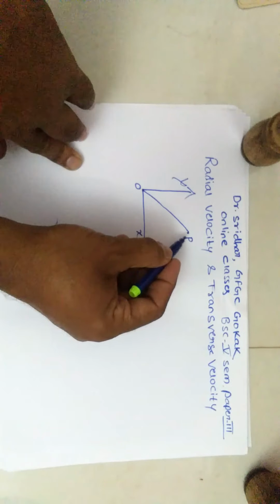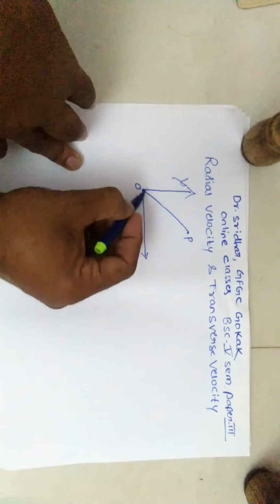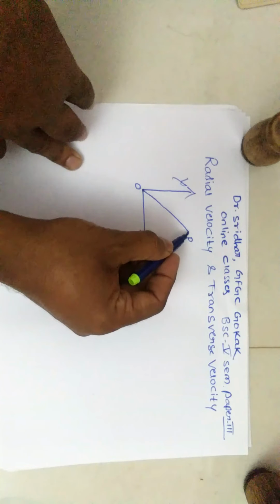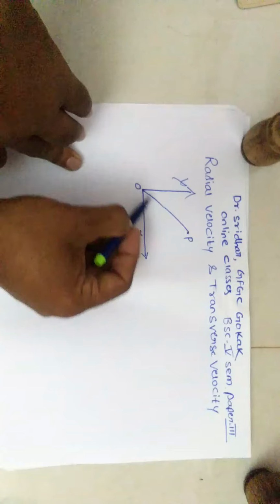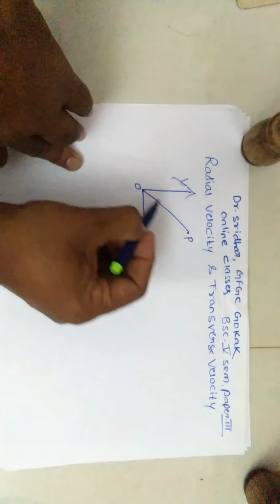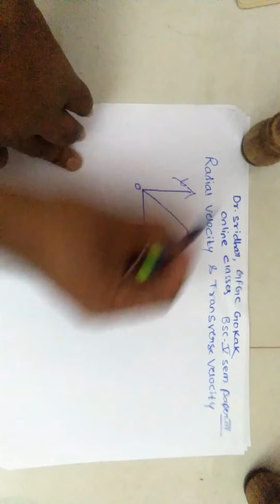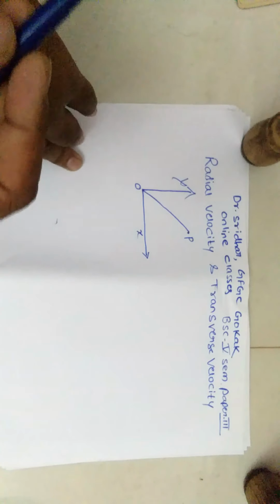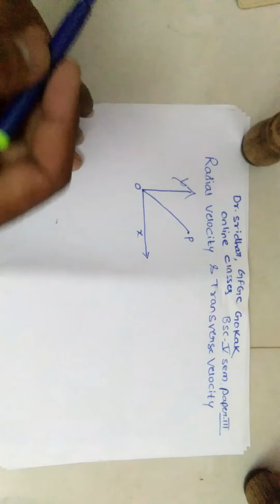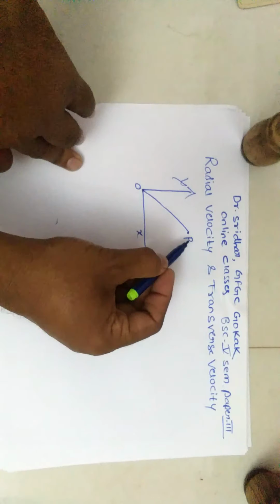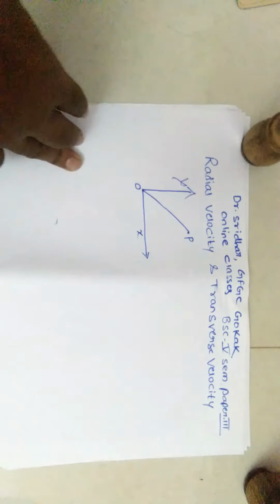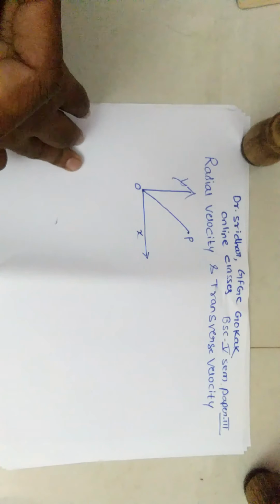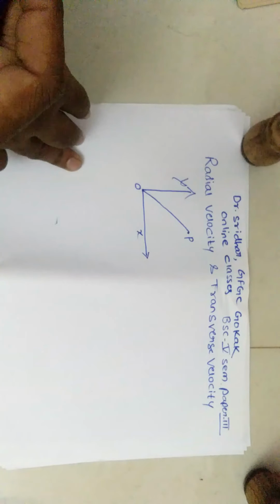You have studied this in second semester, the polar coordinate system. So this is the radius vector of a point P. Now radial velocity means the velocity of the point P along the radius vector. That is the velocity of a particle P along the radius vector, and it is called the radial velocity. Now see what the transverse velocity is.